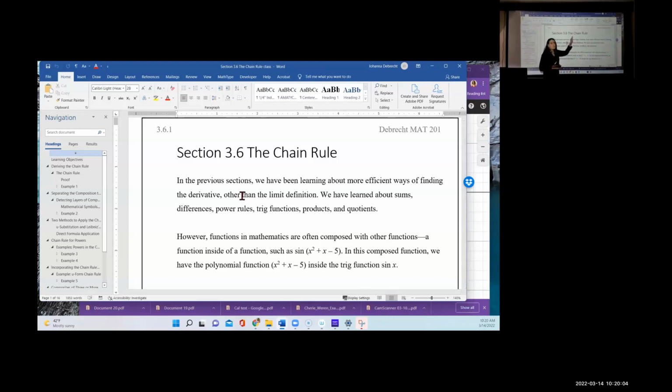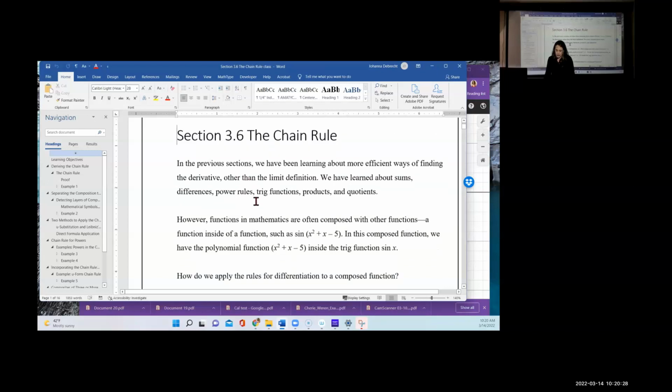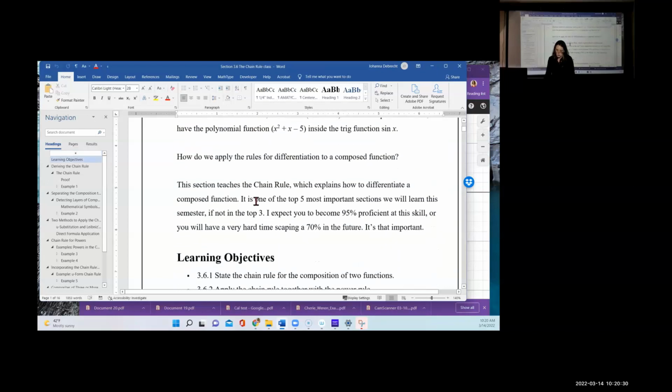So this could be something like putting a polynomial under a square root. So you've got the polynomial, which is one function, substituted inside of another function, which is the square root. And the question is, how do we take the derivative of a function inside of another function? How do we take the derivative of a composed function? In order to do that, we need what's called the chain rule.